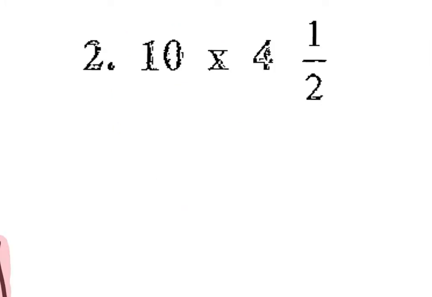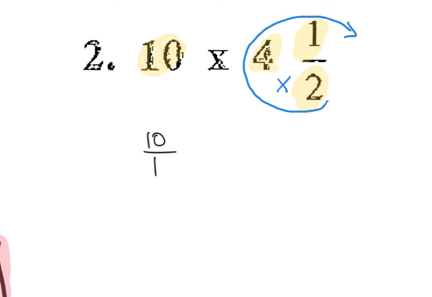What about 10 times 4 1/2? Well, 10 needs to be converted to an improper fraction. 10 is the same as 10 over 1. 4 1/2 is a mixed number. We want to change that to an improper fraction. 2 times 4 is 8, plus 1 is 9. So we have 9 over 2.